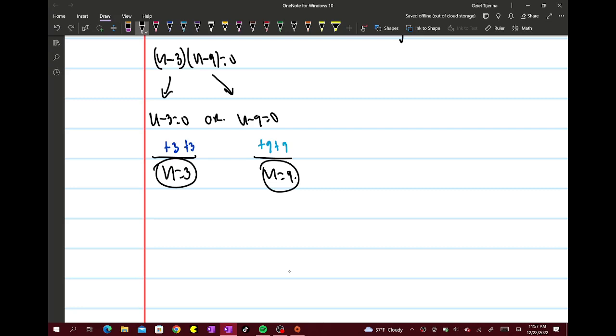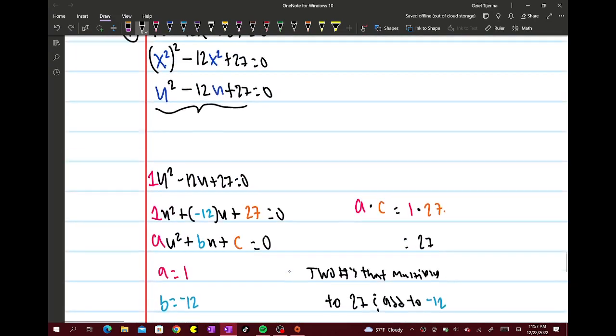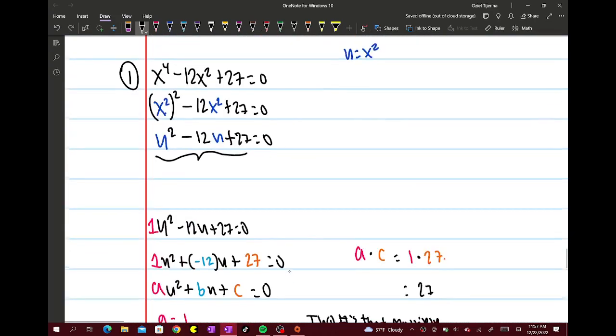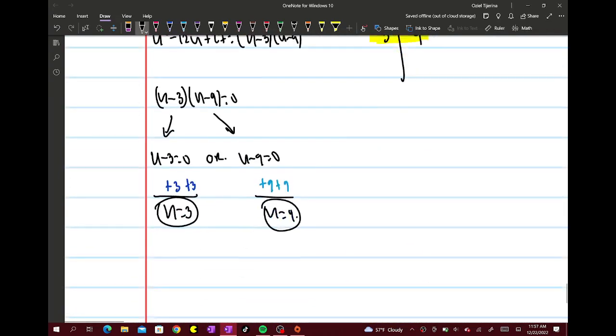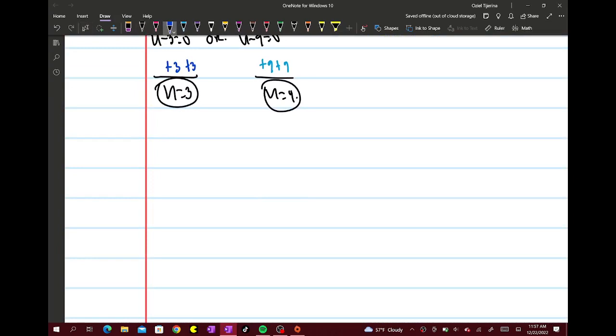Remember that we said that u was equal to x squared, right? We said it over here. So we know u equals x squared. That means that because u is 3, we're going to have 3 is equal to x squared, and then we're going to have 9 is equal to x squared, right? Because that's literally what u is. U is x squared, so we're just literally substituting it in for those two.